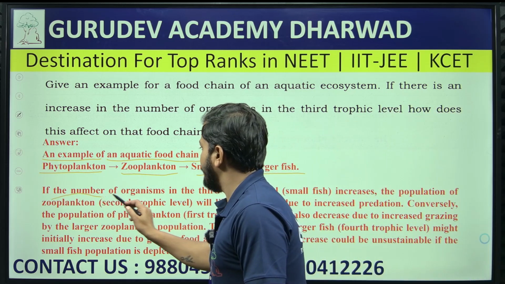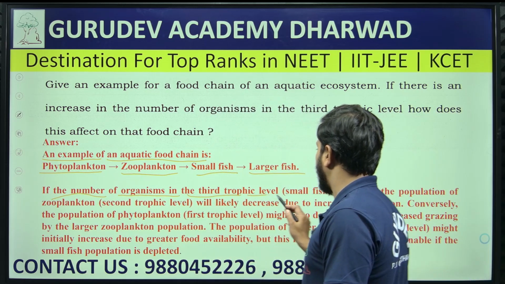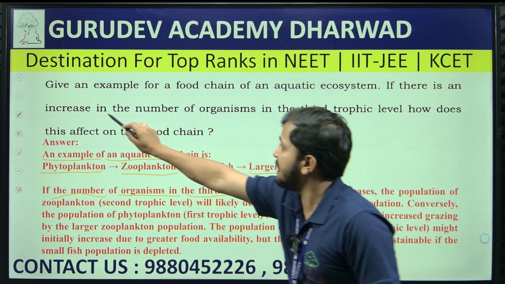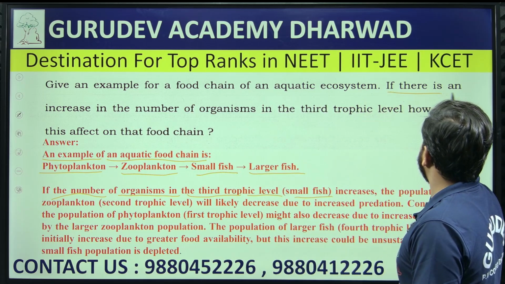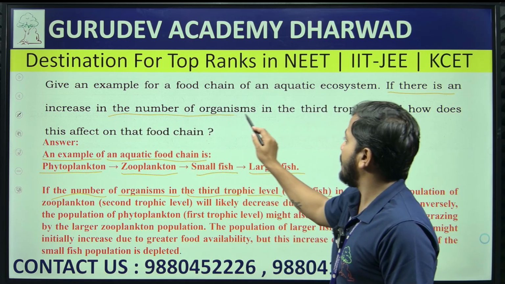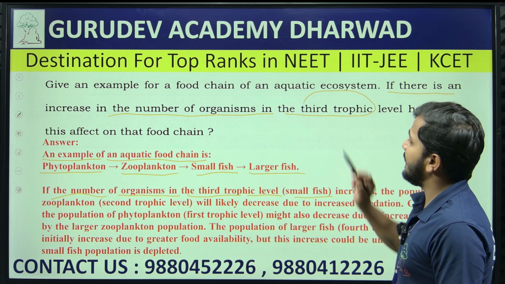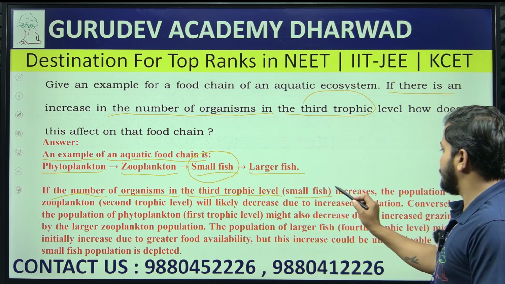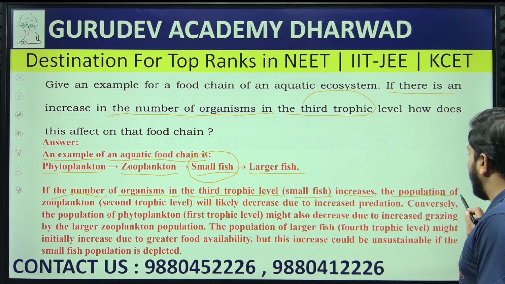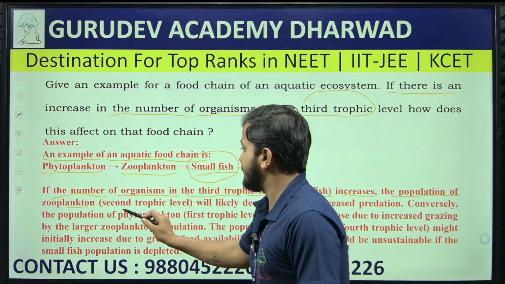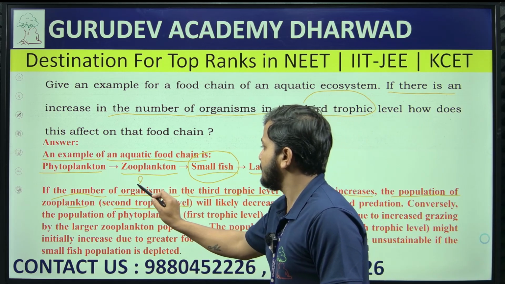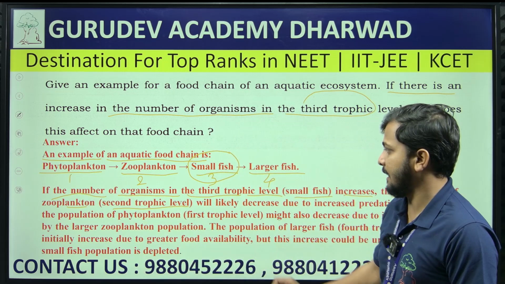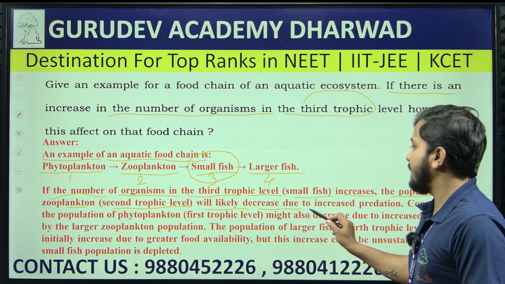Then, if the number of organisms in the third trophic level, the small fish, increases, what they have told us in this part of the question is: which is the third trophic level here? The small fishes, right? So if small fishes increase, the population of the zooplanktons, which is at the second trophic level, will likely decrease. This is second, this is third, this is fourth, and this is first, right?